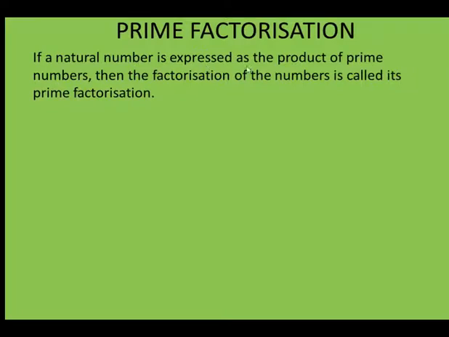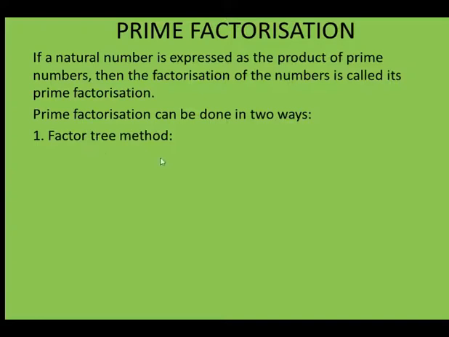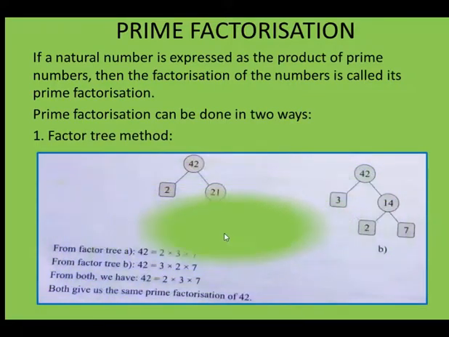If a natural number is expressed as a product of prime numbers, then the factorization of the number is called prime factorization. So prime factorization can be done in two ways. First is the factor tree method. Here you can see this is the factor tree method. We have taken the example of 42. 42 divided by 2, 21. Then 21 divided by 3, 7. So the factors are 2, 3 and 7 we have got here.